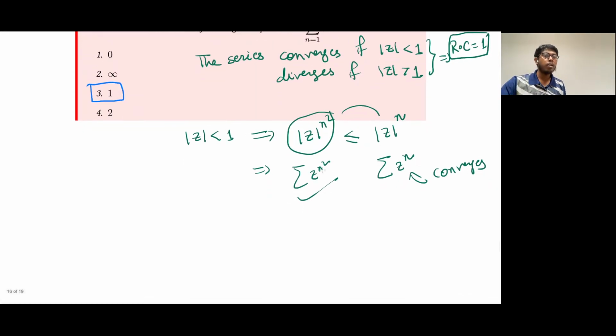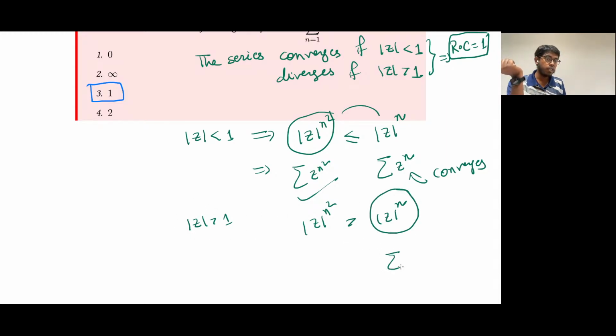Now what if mod z is bigger than 1? Again the same thing. If mod z is bigger than 1, then mod z to the n square is bigger than mod z to the n. And we know that the series mod z to the n, or the series z to the n, diverges if mod z is bigger than 1.